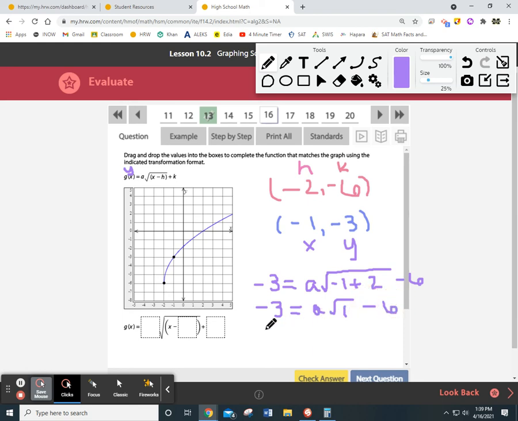Square root of 1 is 1. So this is just a 1a minus 6. And then I'm going to add the 6 over. So I get that the a is 3. So my a is 3. My h is going to be a negative 2 in here, which would then turn that to positive 2. And then we would have a negative 6.